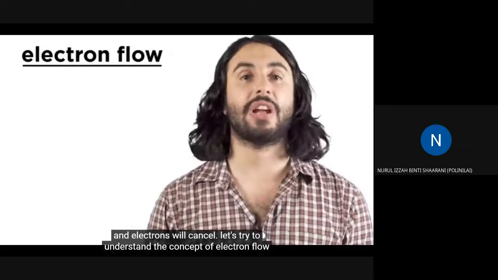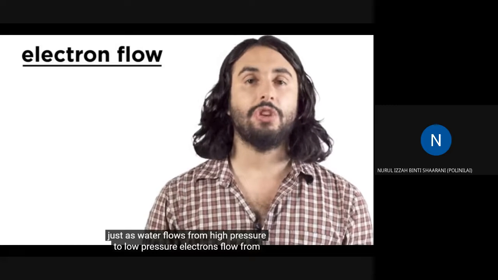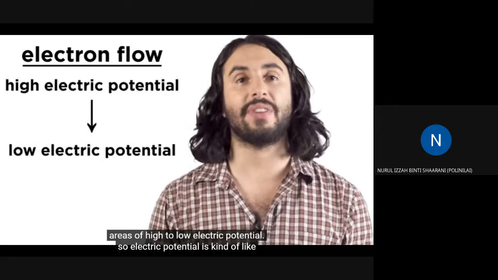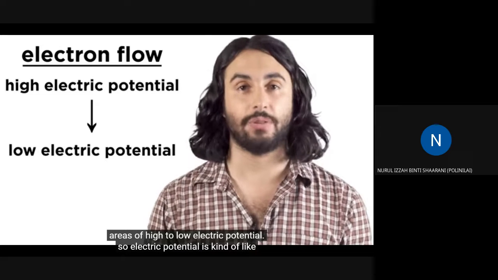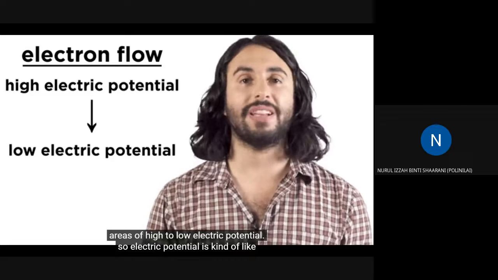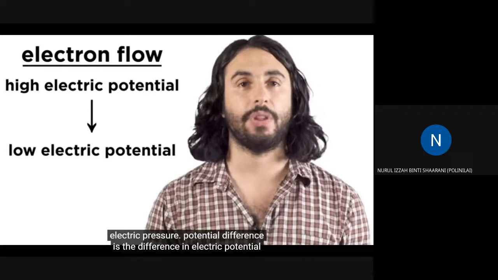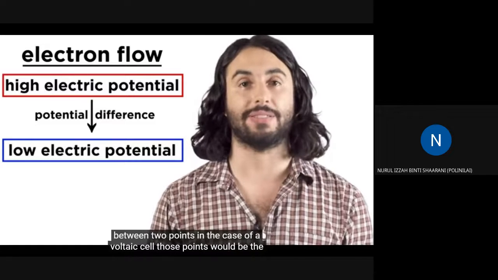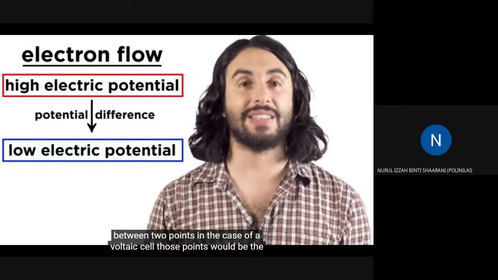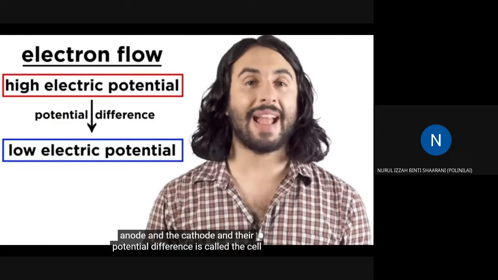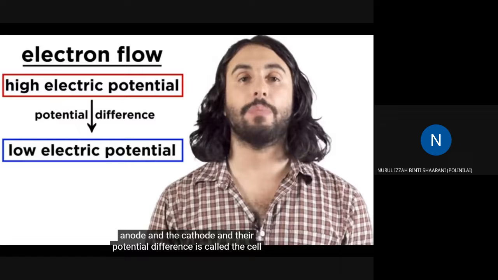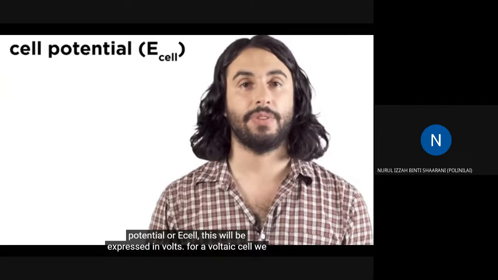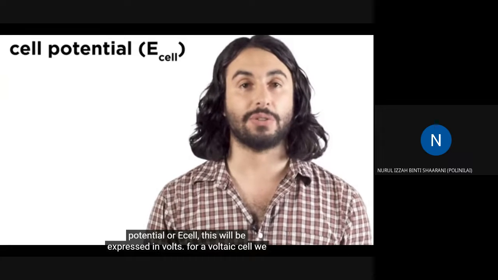Let's try to understand the concept of electron flow. Just as water flows from high pressure to low pressure, electrons flow from areas of high to low electric potential. So electric potential is kind of like electric pressure. Potential difference is the difference in electric potential between 2 points. In the case of a voltaic cell, those points would be the anode and the cathode, and their potential difference is called the cell potential, or E cell. This will be expressed in volts.